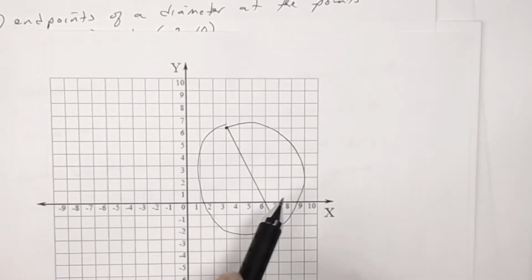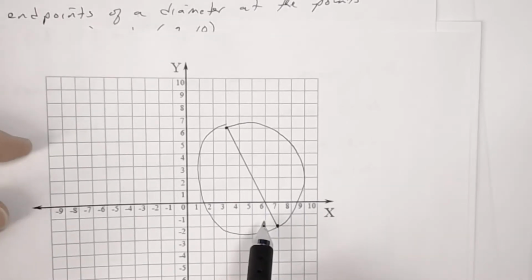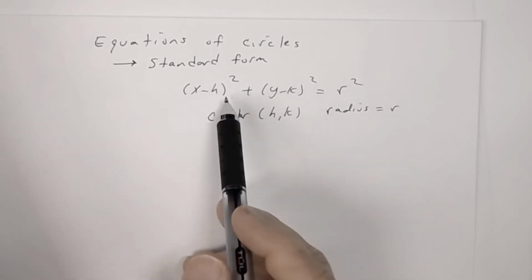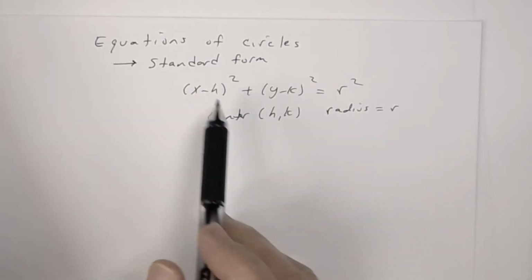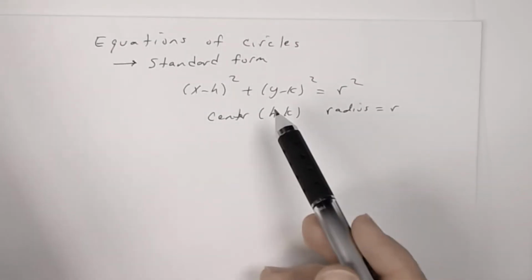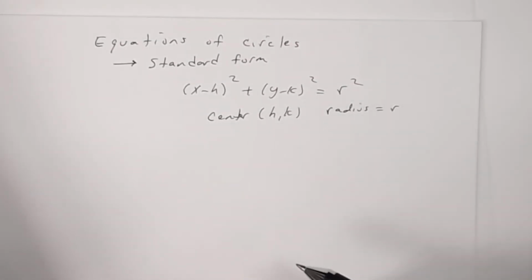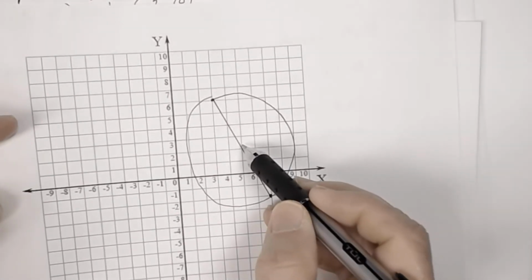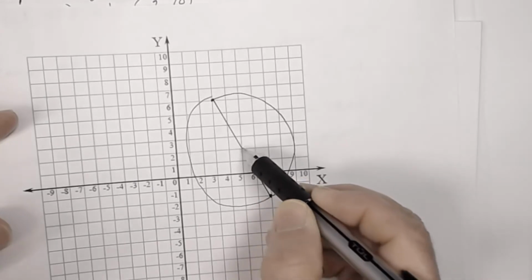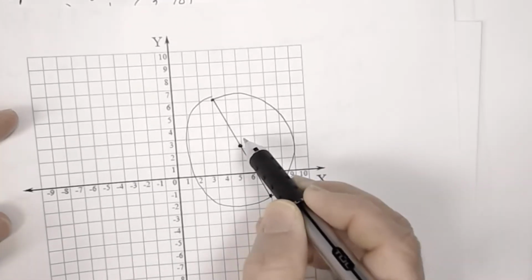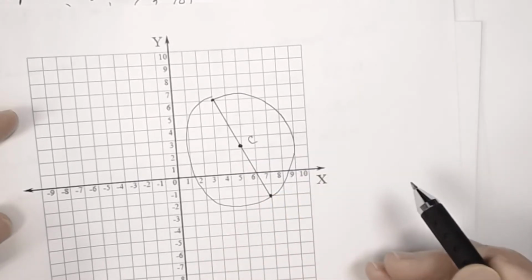If I'm going to use the equation of a circle in standard form, and I want to write this equation of the circle in standard form, then I need to know the center and the length of the radius, correct? So how do you think you can determine the center? Here's the center of this circle right here. What do you think you can do to determine the center of the circle?